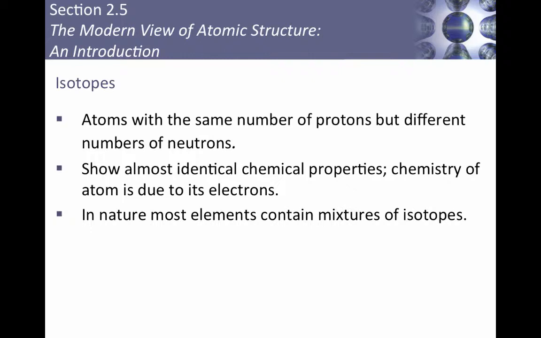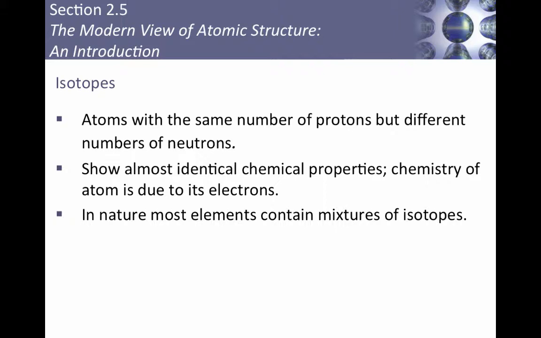So an isotope is when you have atoms of the same substance, so they have the same number of protons, but they have a different number of neutrons. The thing is, they have completely identical chemical properties because the chemistry that happens with any element is really due to the electrons. When we think about whether something will interact or react with another substance, it is due to the activity of the electrons. So the proton and neutron number don't really affect the overall chemistry.